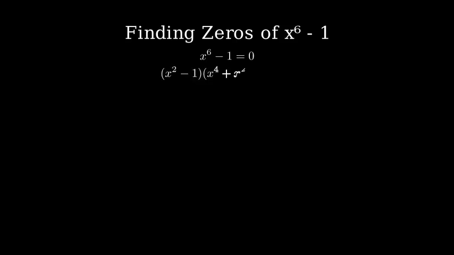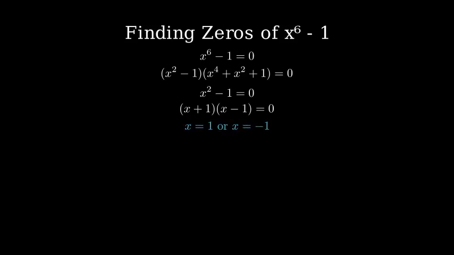We can factor this as (x squared minus 1) times (x to the fourth plus x squared plus 1). Let's solve each factor separately. First, x squared minus 1 equals 0. We can factor further to get (x plus 1)(x minus 1) equals 0. From this first factor, we get our first two zeros, x equals positive 1 and x equals negative 1. These are our real zeros.